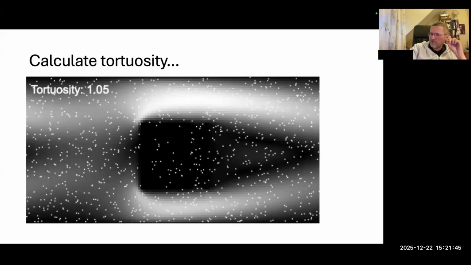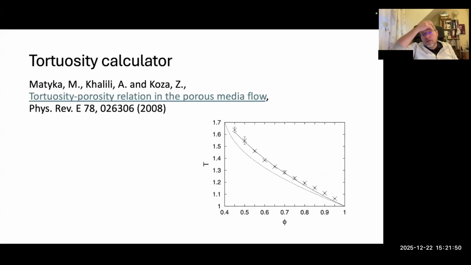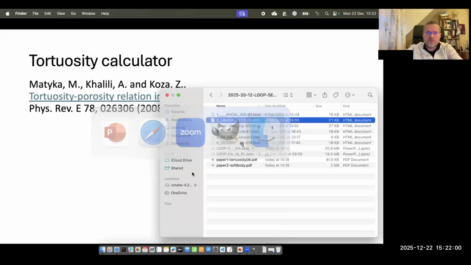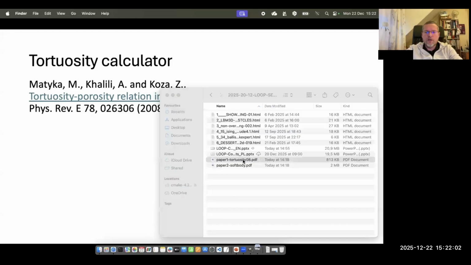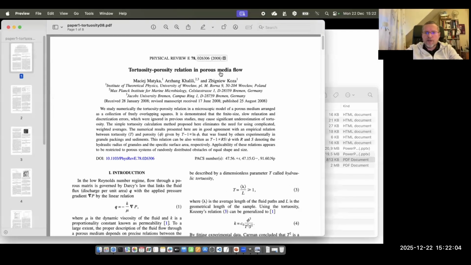And then I started digging more into this tortuosity. The idea was to check if these chats are able to compute what I was doing during my PhD. So here is the result of a paper. I will just show the paper to you. This is a paper from 2008.